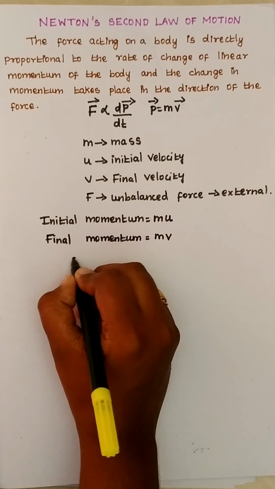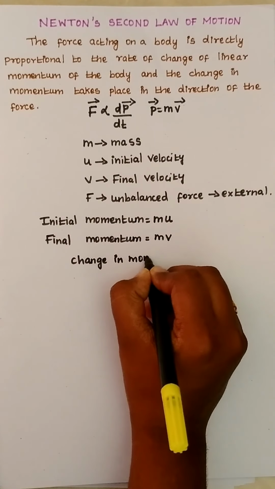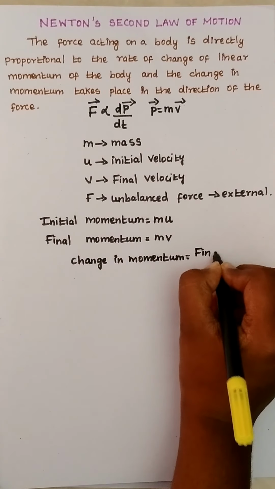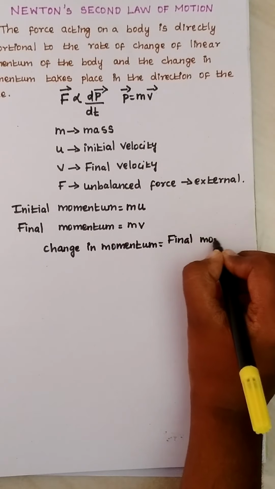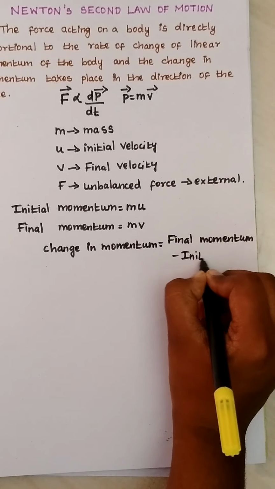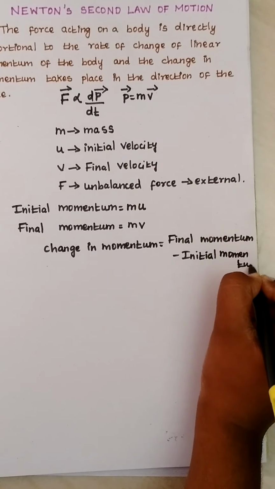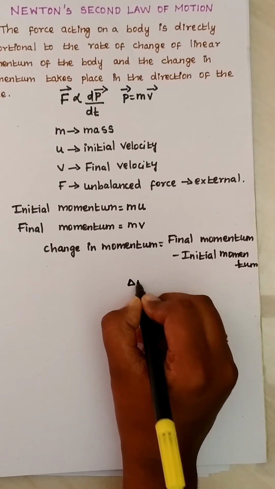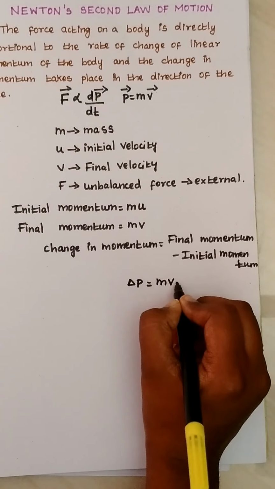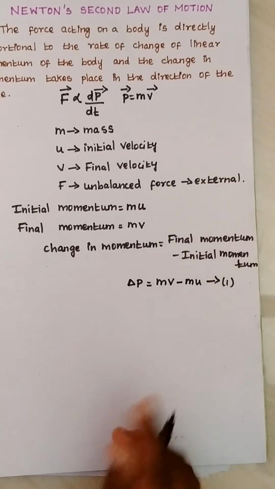Okay, so next thing, calculate change in momentum. Next thing I am going to calculate is change in momentum. So change in momentum formula, final momentum minus initial momentum. So change in momentum I can take as delta p equal to final momentum. Final momentum value mv minus initial momentum value mu. Okay, so take this as first equation.